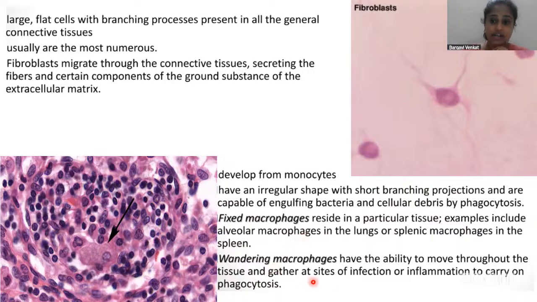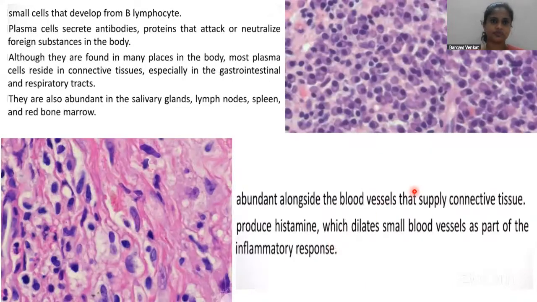And next is your wandering macrophages. When there is any infection or inflammation, like a chronic infection, your macrophages come into play and carry out the healing processes. Those are your wandering macrophages. But the fixed macrophages are also called tissue macrophages. They are very specific to certain types of tissues.